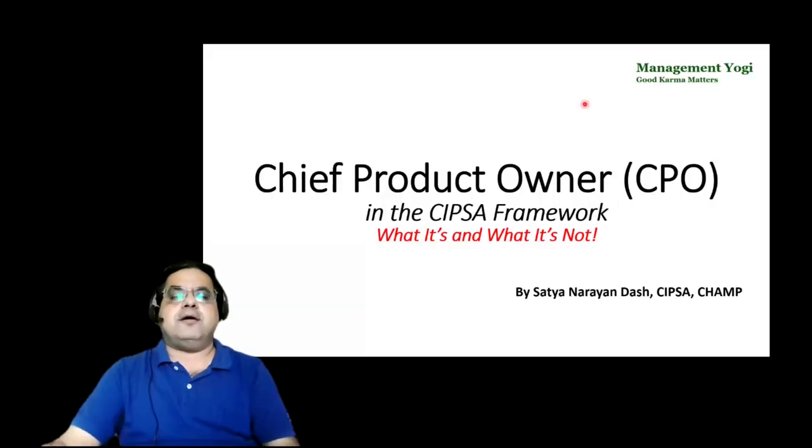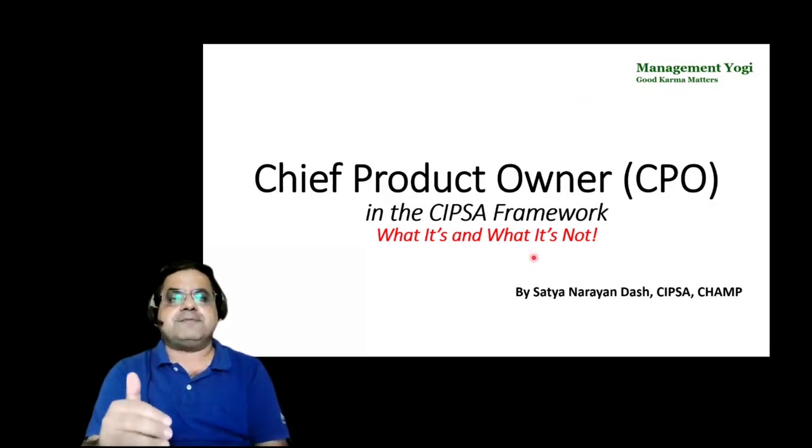The Chief Product Owner, or the CPO. Here we are going to learn in this format what it is and what it is not. The CPO role is very specific to the CIPSA Scrum Framework. It also can be used in the CIPSA Kanban framework. However, if you are delivering a service instead of a product, at that time it will be called the Chief Service Request Manager.